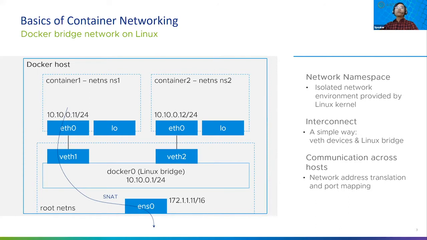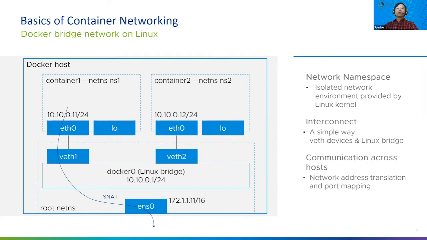So there are quite a few ways to connect a container to a network. One popular solution is to use virtual Ethernet devices and the Linux bridge. As shown in this diagram, you can create a pair of virtual Ethernet devices with one inside the container network namespace to be the container's network interface, eth0, and the other connected to the Linux bridge. So it's like a virtual link between the container and the bridge. Then the traffic from the container will enter the bridge through the virtual devices, and the bridge will forward the traffic between containers based on their MAC addresses.